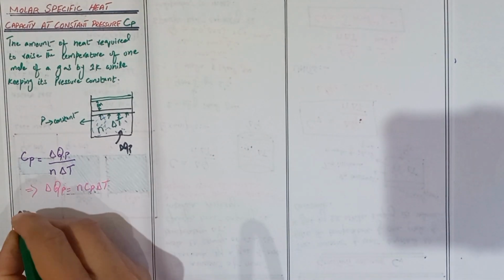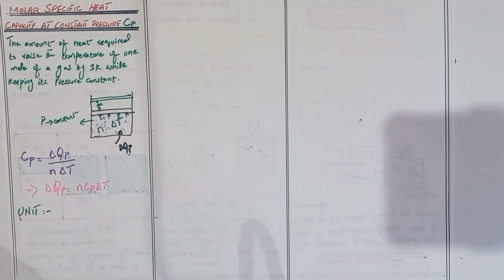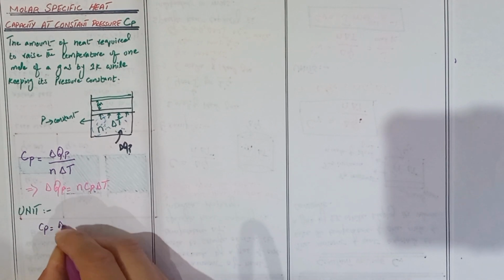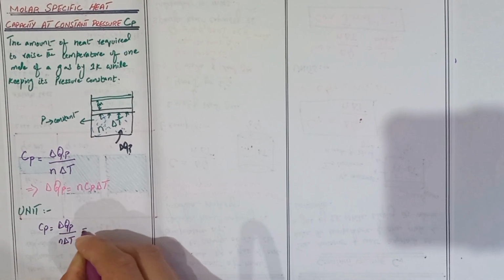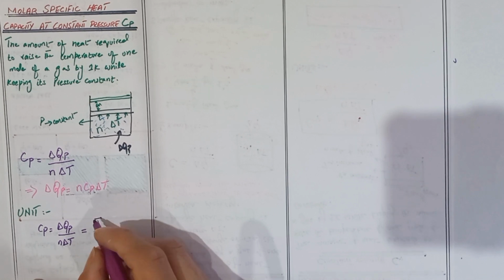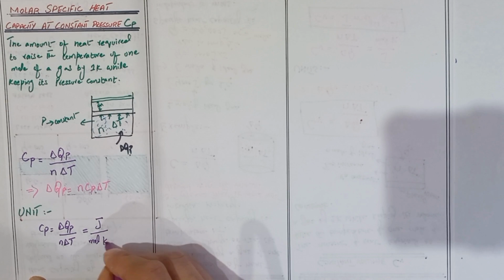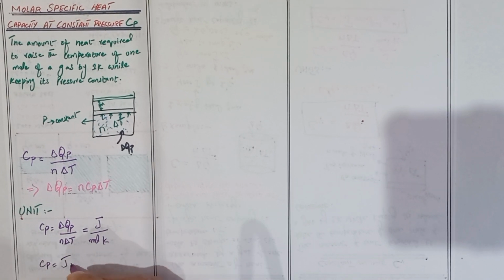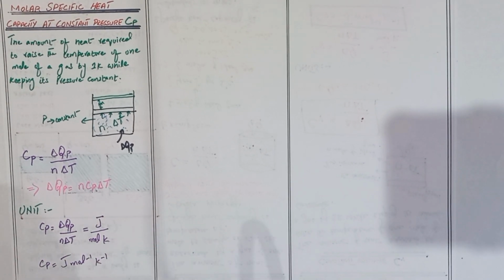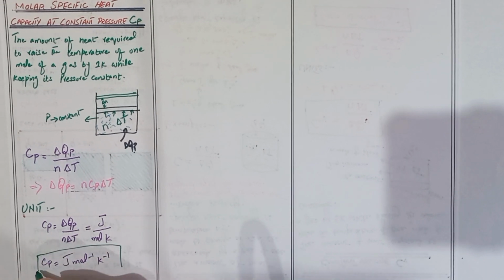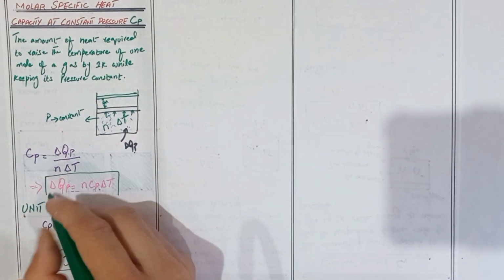Now we discuss its unit. Cp is equal to delta Qp over n delta T. If we measure the heat in joule, number of moles is represented by mol, and temperature in Kelvin, so we can write its unit as joule per mole per Kelvin. So this is the unit of molar specific heat at constant pressure, and this is the formula.